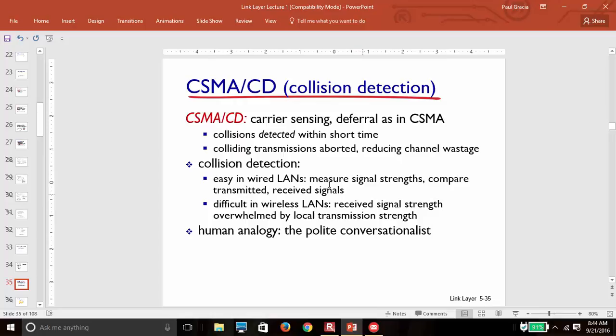This is a little hard to do in wireless LAN, so when we get to the discussion of wireless LANs, we're going to describe what we're going to use instead of CSMA CD. And the human analogy is a polite conversationalist. If someone is having a conversation and they detect someone wants to talk, they don't interrupt them, they say, you go ahead. And that's kind of what's happening here.